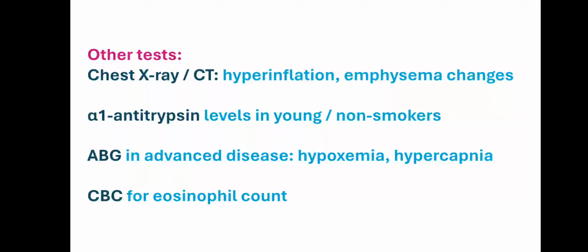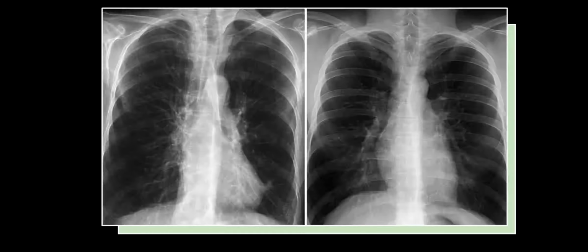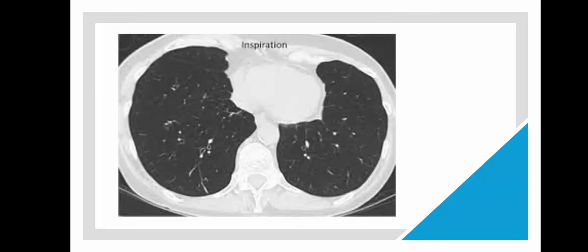Tests: chest X-ray, CT, showing hyperinflation, emphysematous chest; alpha-1 antitrypsin level, ABG in advanced disease, CBC for eosinophil count. This is the chest X-ray showing hyperinflated lungs. This is a CT scan showing emphysematous lung changes with paucity of the interalveolar septa.